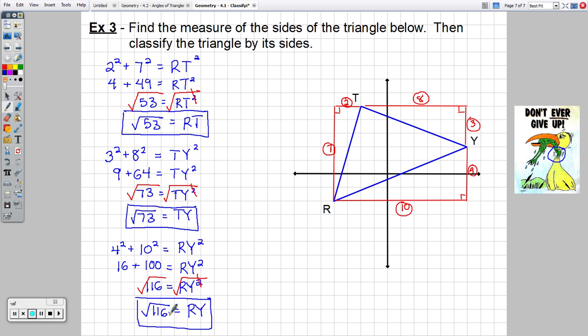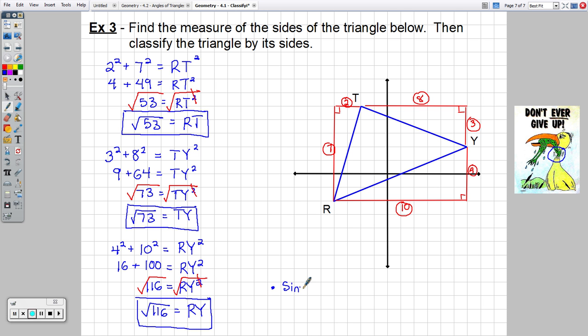Square root of 121 would be 11. The square root of 100 would be 10. So that's a little closer to 11 than 10 if we were to round that off. Are any of these the same? Nope. If one of these pairs were the same, then we would have isosceles. If they were all the same, then we would have an equilateral triangle. But we're classifying by its sides. We're not finding anything about the angles right now, but just the sides. So classified by its sides, this would be a scalene triangle since all the side lengths are different.